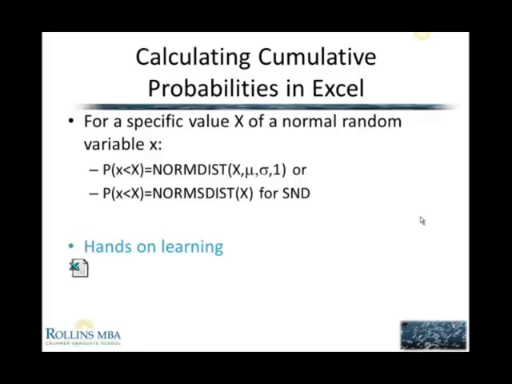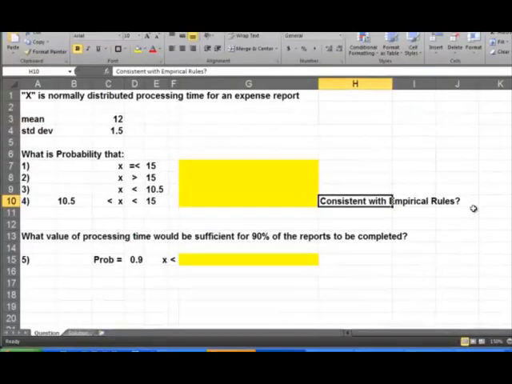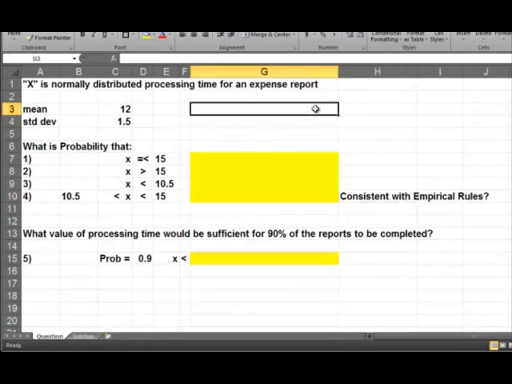Let's take a look now at a problem that exercises these functions, the NORM.DIST or NORM.S.DIST functions. Okay. I've created this example. You don't have a data file for this. I will post this file so you can work along with things. But the scenario here is that we have times for processing expense reports within some accounting department of a company, and we're told that the times are normally distributed, and the mean is 12. And the standard deviation is 1.5. And I haven't put units on here somewhat intentionally. It depends on your company.